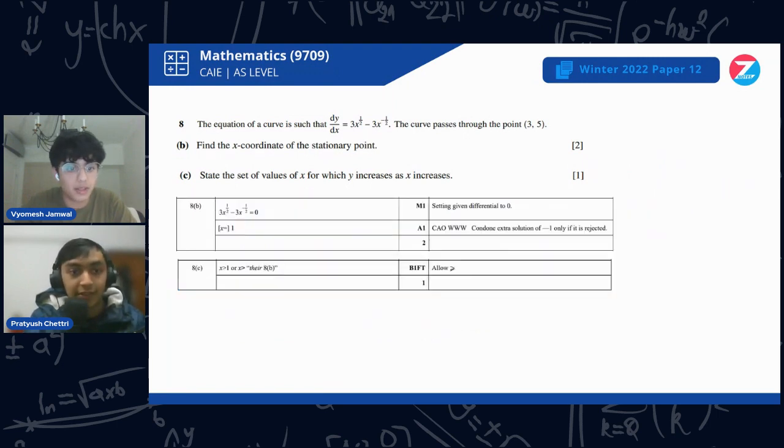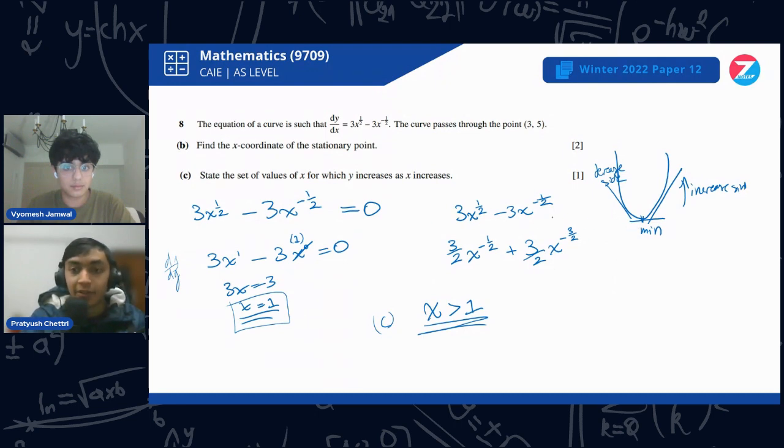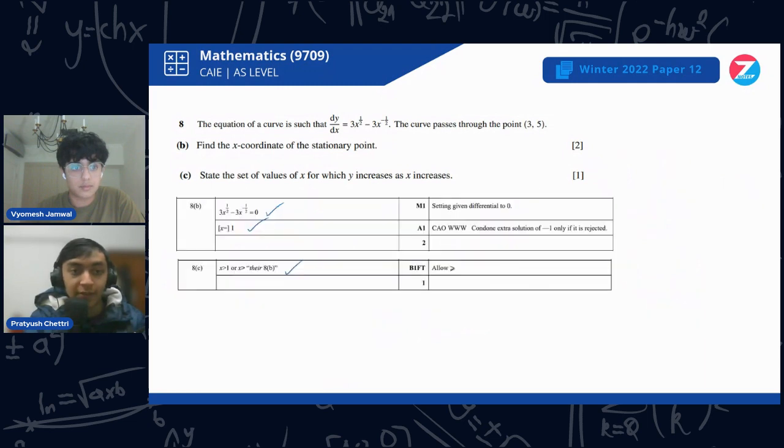Okay. Can you check the mark scheme for that? Yeah, it is. Okay, that's great then. You make it equal to 0, get the 1. I hope you guys understood what this means. If we have a minimum point already, and we know that it's a minimum point because we put it in the second derivative, then minimum points typically look like this, and this side is increasing, this side is decreasing, so we know that greater than 1 is the increasing side. That's a good way to do it.